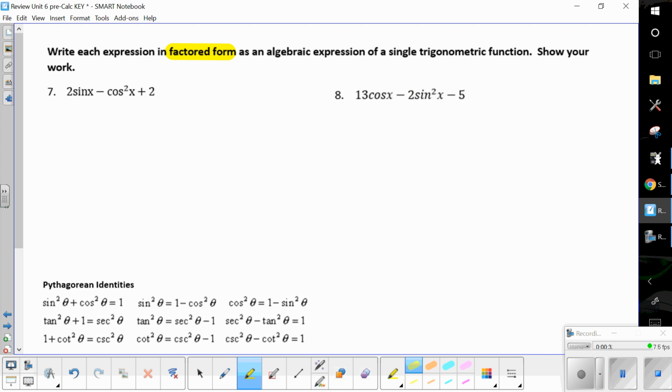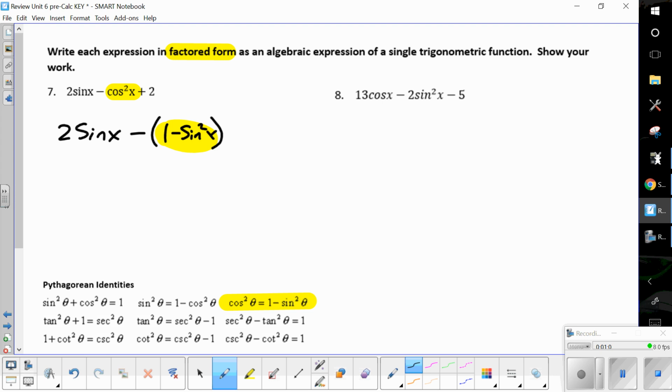Let's start out here with number 7. And I notice here that cosine squared is equivalent to this bottom row of 1 minus sine squared. So when I go ahead and rewrite this problem, I get 2 sine of x. Now here's where most people will make their mistakes. They'll forget the negative goes to the entire thing that cosine squared changes into, which is 1 minus sine squared of x, and then I still have this plus 2 out here.